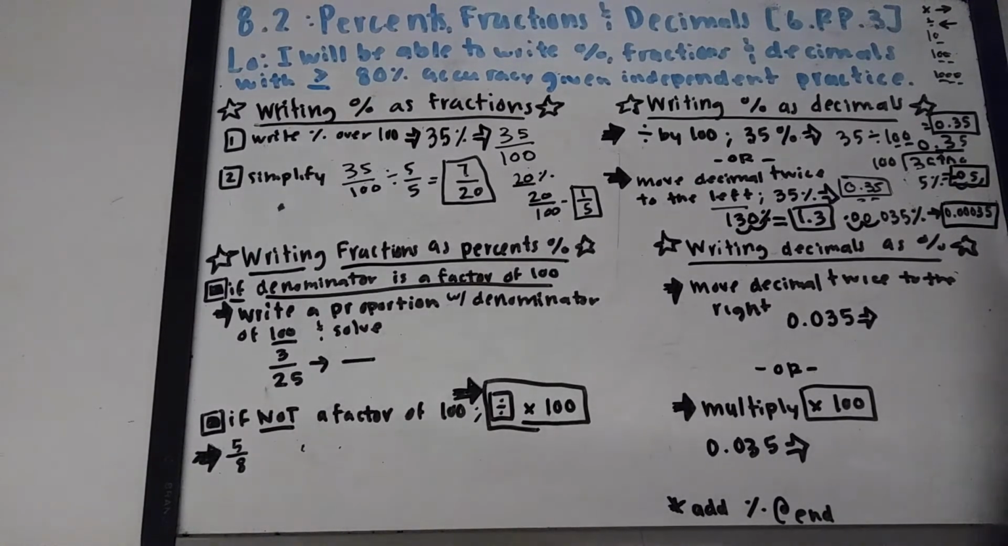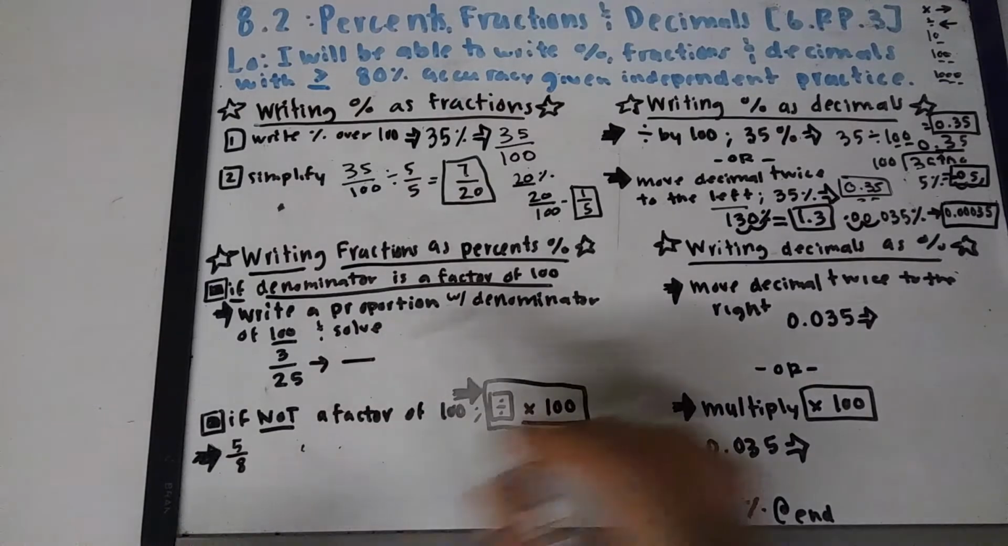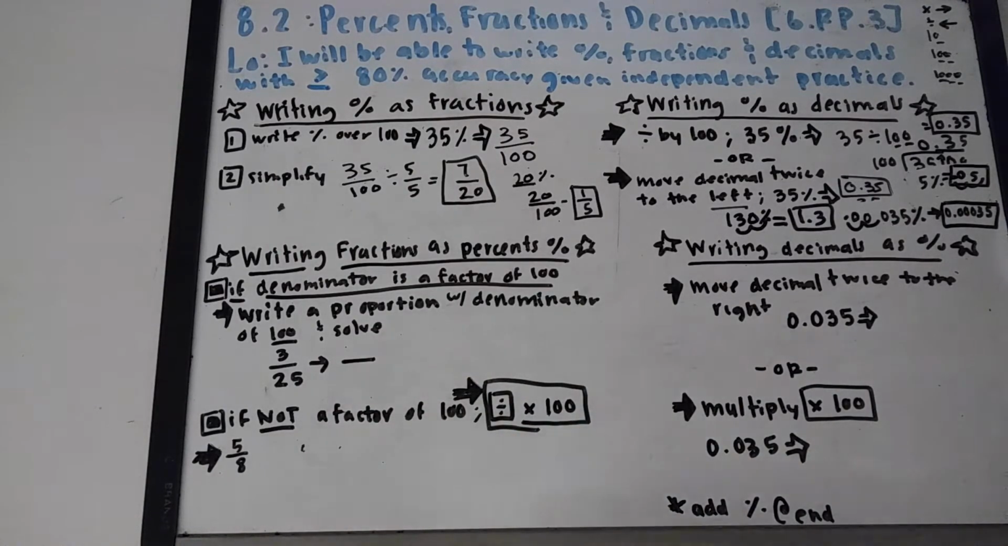Okay, so here we go. Now we're going to go into fractions as percent. And this depends on what you have. So for instance, if you have a fraction whose denominator is a factor of 100, that means that you can divide 100 by that number, or you multiply by a whole number to get to 100, then that's the way to do it.